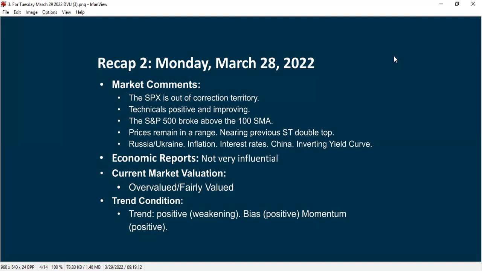Well, we were able to get above that and close above that on Monday, but prices still remain in a range. And as we go up, we're getting closer to that short-term double top that we hit just before prices really started to go lower. So that could be some heavy overhead resistance.